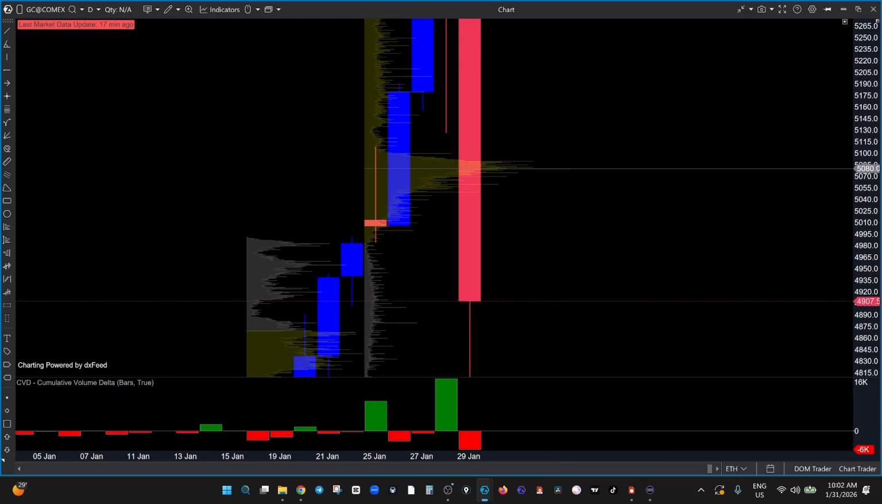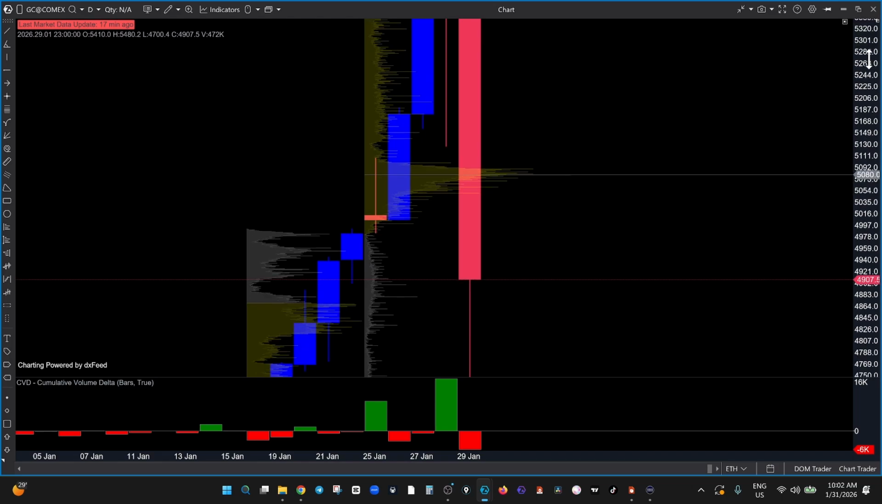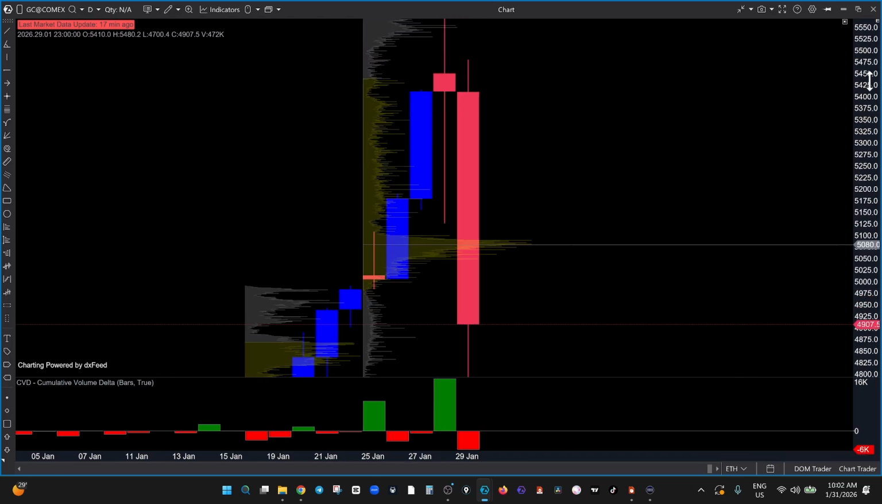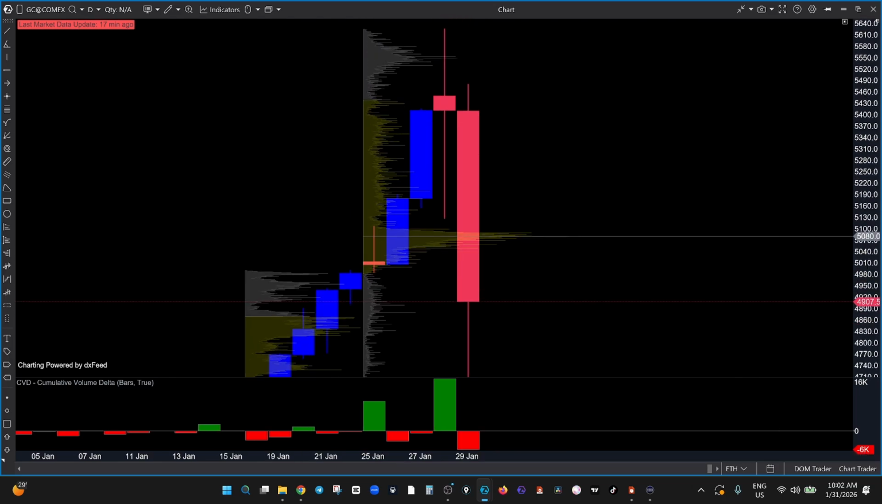So in this particular week that we just concluded, we have the value area low here. We have the value area high. Now my question to you is, is this bullish or a bearish directional bias?